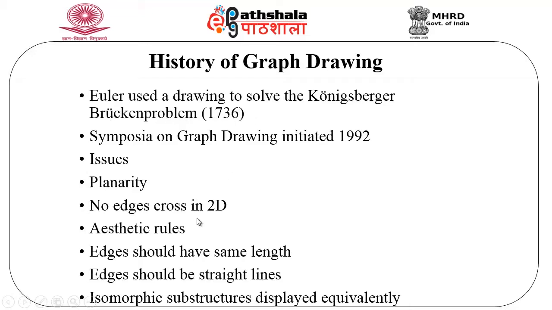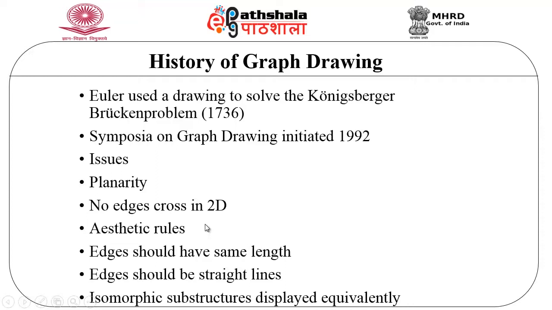If you look at the history of graph drawing algorithms, we can see that Euler used a drawing to solve the Königsberg problem in the year 1736. Later on, in 1992, in a symposium, we had a graph drawing initiative. Then we looked at the issues of graph drawing. Some of the issues are planarity, that there should not be any edge crossing in the case of 2D graph drawings. There are aesthetic rules that are supposed to be followed in graph drawing approaches.